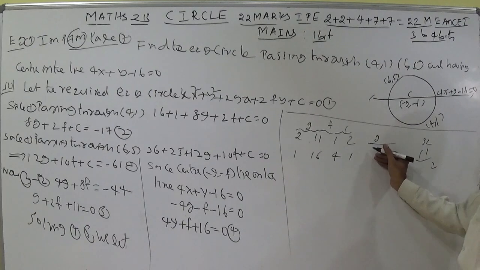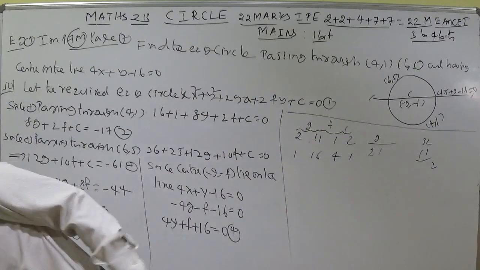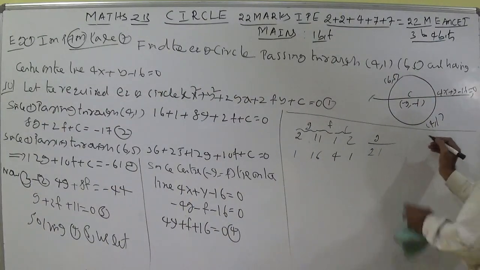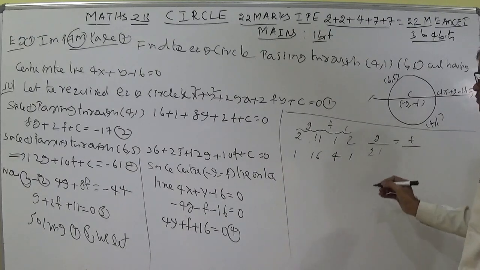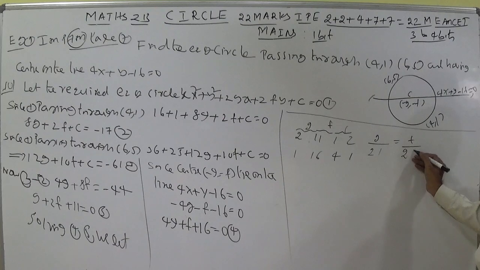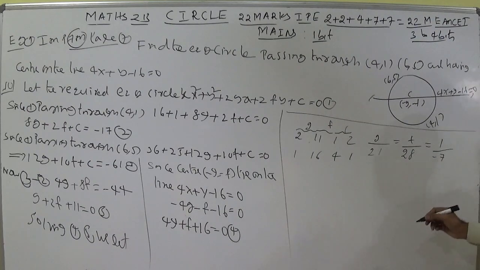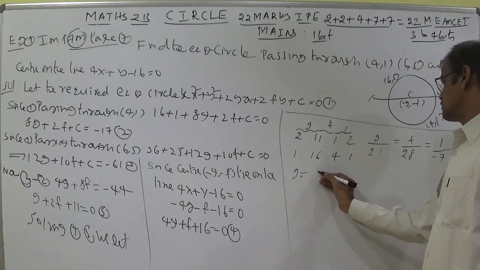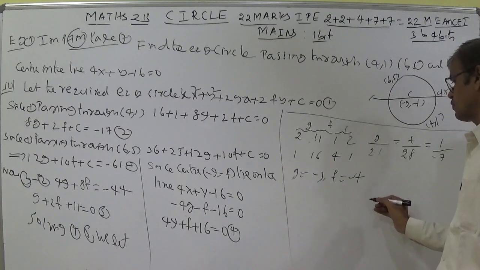G by 21 is equal to f by 44 minus 16, it is 28, equal to 1 by 1 minus 8, it is minus 7. Okay. Now you can get the value g is equal to minus 3 and f is equal to minus 4.